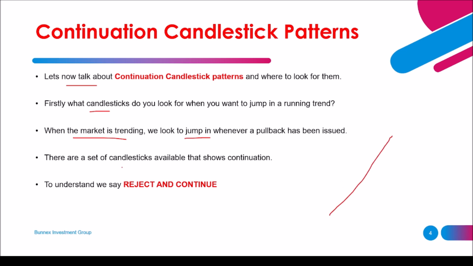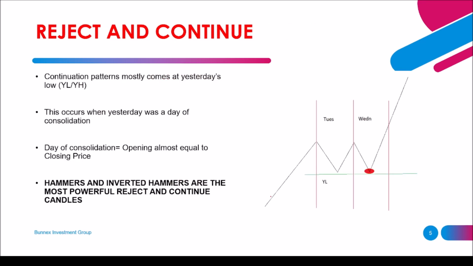There are a set of candlesticks available that show continuation. To understand, we need to see what we call reject and continue. So we are saying in a sustained trend, we need to see a pullback, and at that pullback, we need to see reject and continue, right? So the short phrase to hold here is reject and continue.